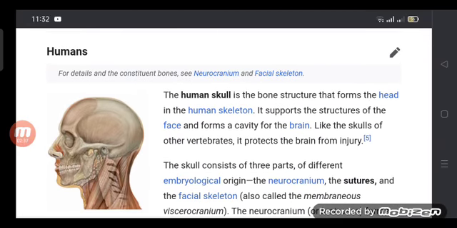The human skull is the bone structure that forms the head in the human skeleton. It supports the structures of the face and forms a cavity for the brain. Like the skulls of other vertebrates, it protects the brain from injury.